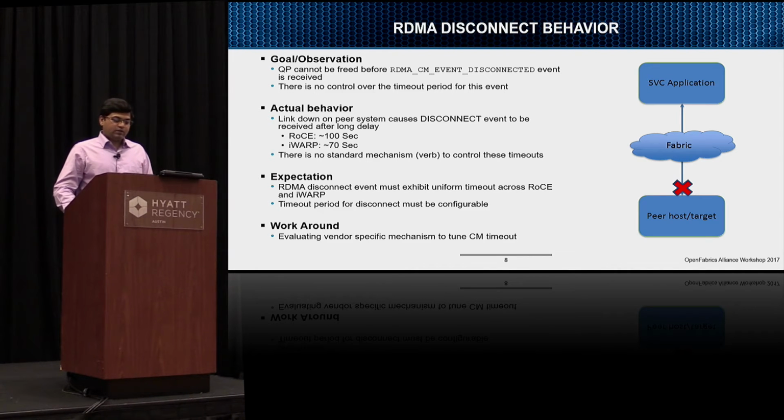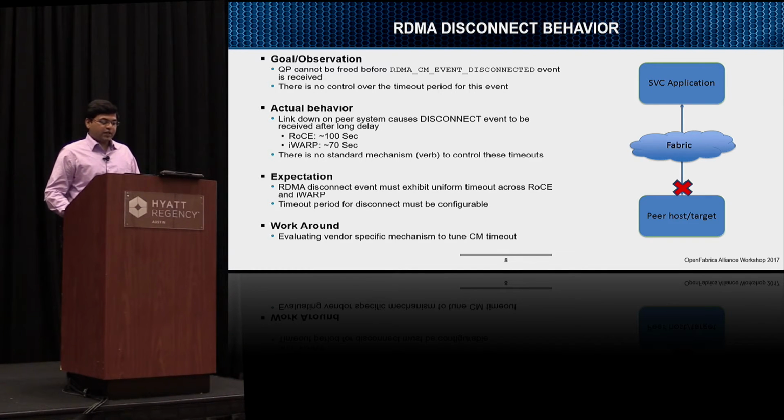The next challenge that we faced was with the RDMA disconnect behavior. As I'm showing in the diagram, this was specifically seen when a peer port on the network has an issue or gets disconnected. We were not able to free the QPair until we received the RDMA disconnected event, and we couldn't find a way to control the timeout period for this event as well.